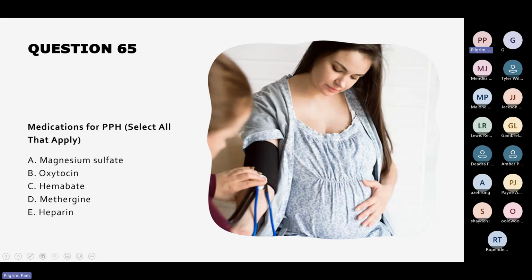Medications for postpartum hemorrhage. Select all that apply. What medications can be given for a postpartum hemorrhage? Okay. The answers are B, C, and D. Oxytocin, Hemabate, and Methergine are the three medications that could be given for postpartum hemorrhage.